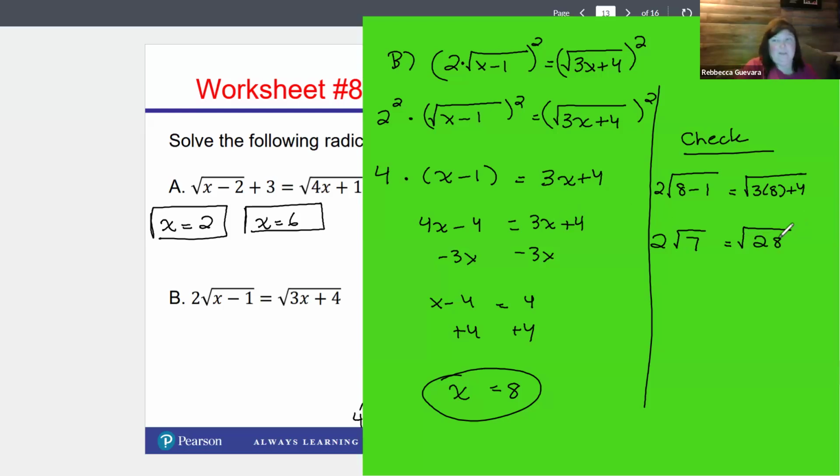So it might not seem like they're equal, but if you put in your calculator 2 times the square root of 7, that's going to give me roughly 5.292. And if you do the square root of 28, we are going to get 5.292. So these are actually equal. This is the simplified version of this side, is really all it was. So in fact, both sides are equal.